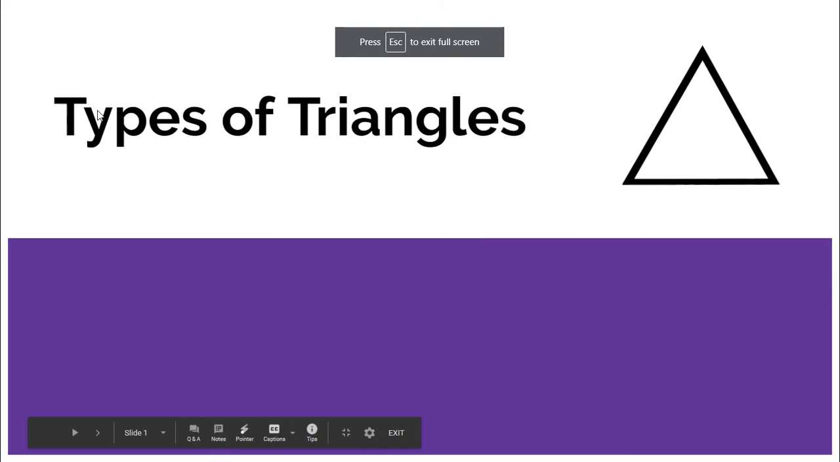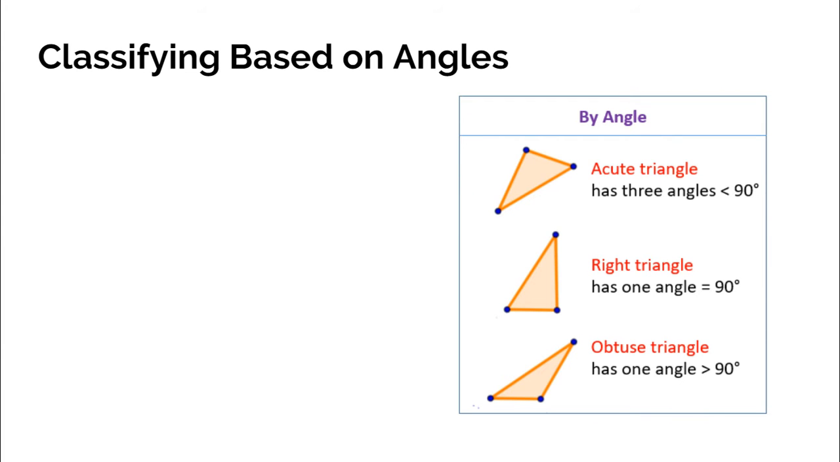So the first way we're going to classify triangles is with their angles. So you remember back in fourth grade, you talked about angles. An acute angle is an angle that's less than 90 degrees. A right angle is 90 degrees, and an obtuse angle is more than 90 degrees. So when we're classifying triangles based on their angle, we're looking at their three vertices to see what types of angles they have. So in this case, if you have an acute triangle, it means that all three vertices are less than 90 degrees. All three angles have to be less than 90 degrees.